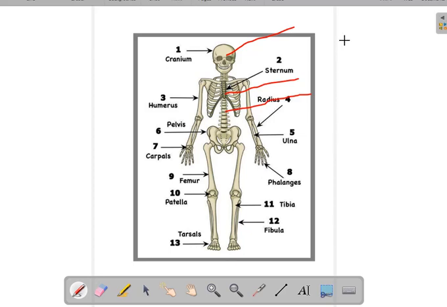Then it forms blood cells, and acts as a reservoir for calcium and phosphorus. Some claim that it has an endocrine function. The skeleton of the human body forms the framework of the body, protects the vital organs, allows movement, forms blood cells, and acts as a reservoir for calcium and phosphorus.